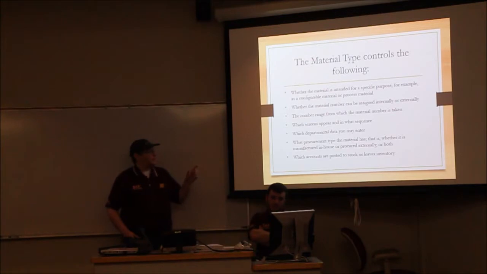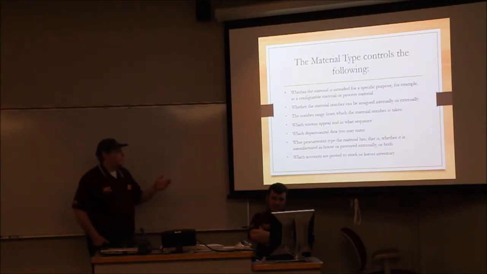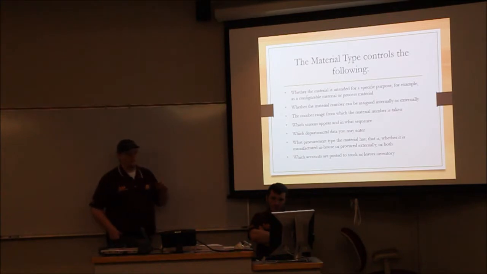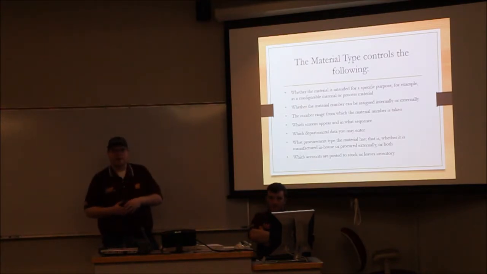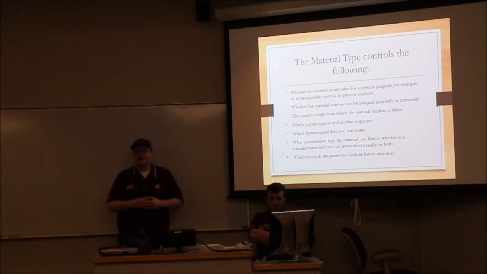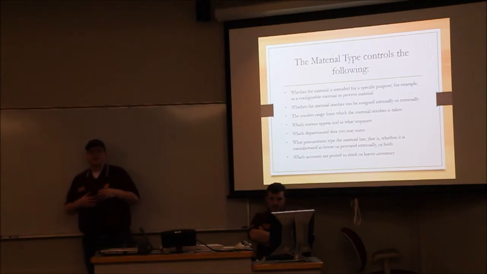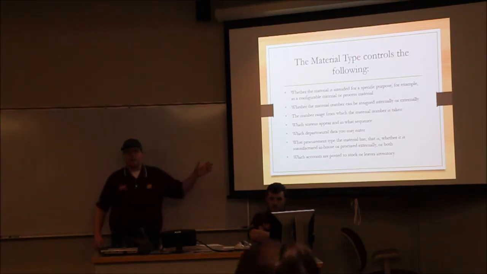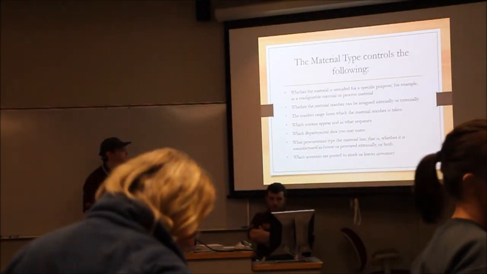Which procurement type the material has, whether that's manufactured or produced externally, or whether or not we're doing both of those things. Because you can do that. You can procure these materials from a company and also make them. So if you're making something and you have a big order and you don't have the production capacity to fill that order just for production, you can produce as much as you can, and then you can go and buy them from the company to distribute.